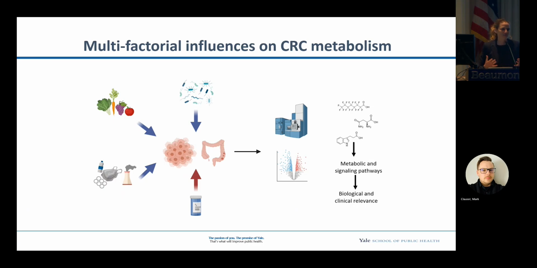When we find our metabolites of interest, we then look to see how they're related to each other in metabolic pathways and in signaling pathways, to try and get to the biology underlying these phenotypes. And then we like to relate these to the clinical relevance.